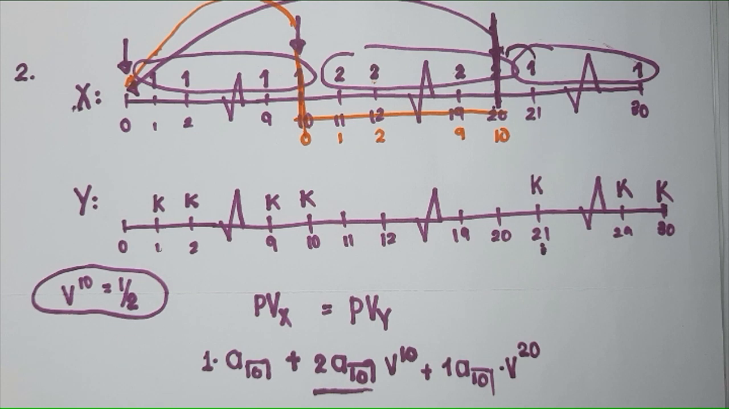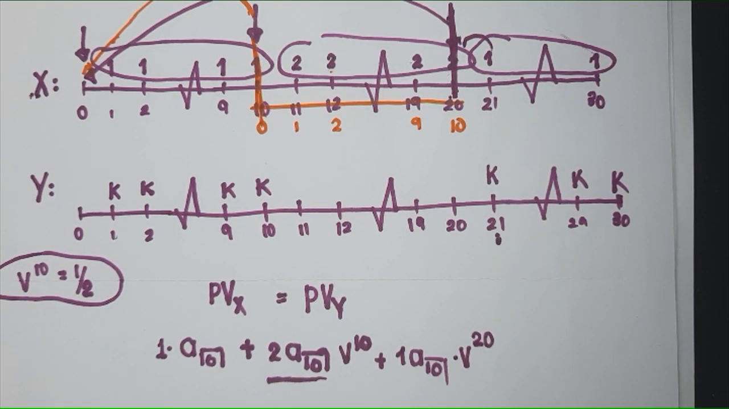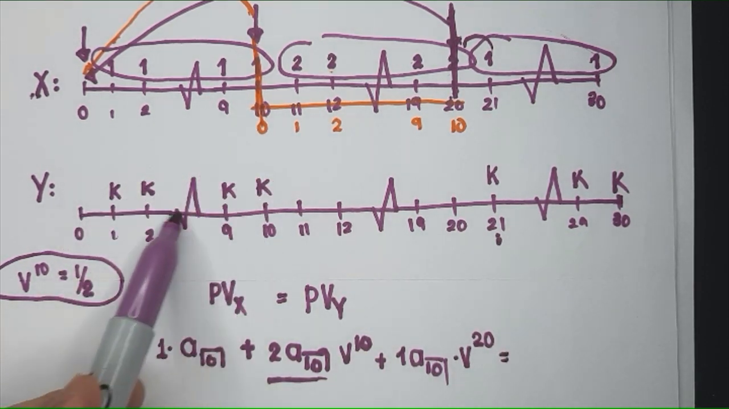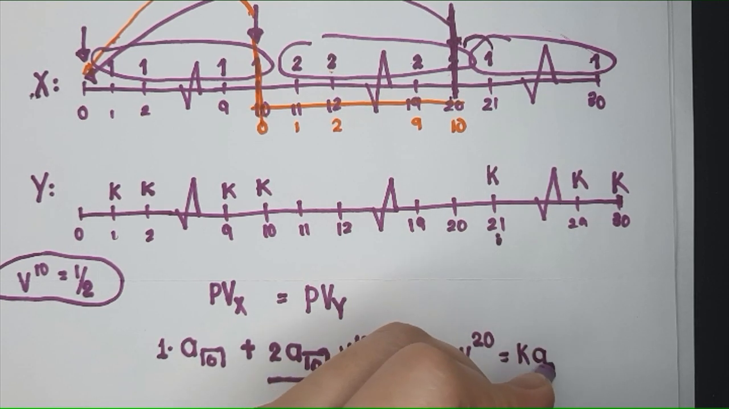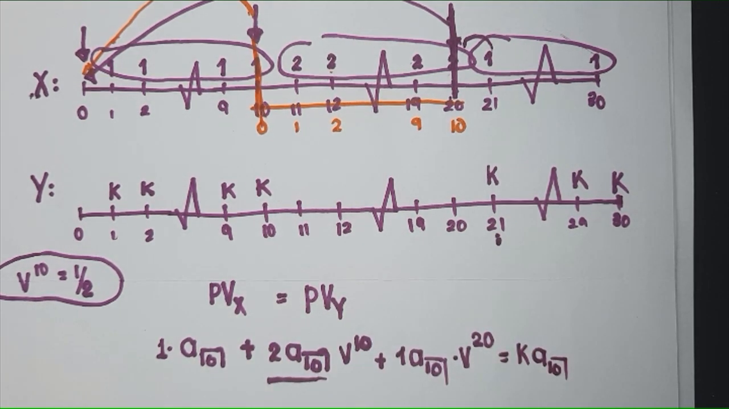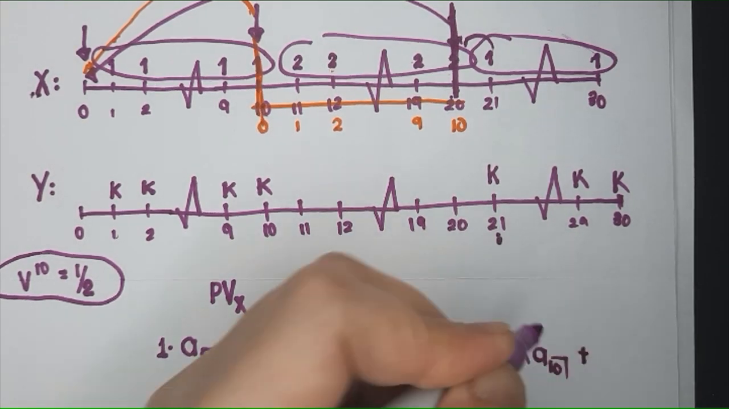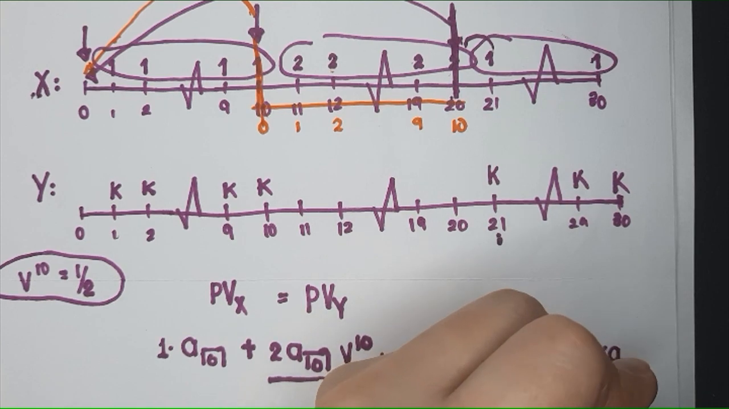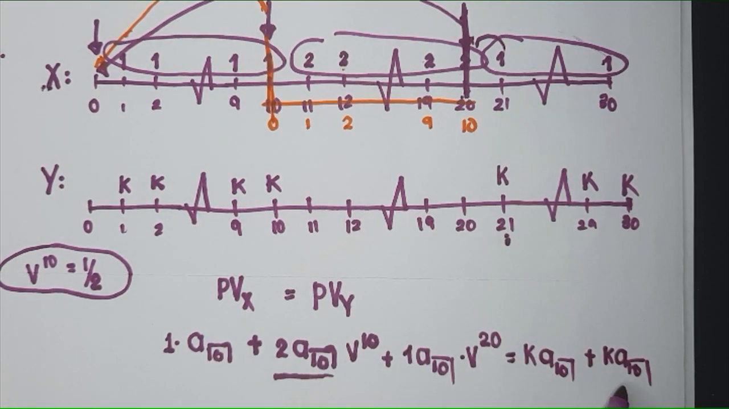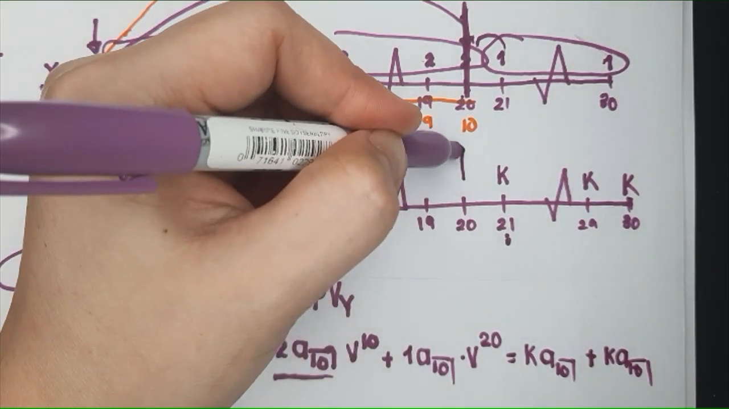I will not go through annuity Y one by one. It should be clear that this is what Y looks like. Likewise, for the first set of K, what are you going to have? K a angle 10. And for the second set of K, it is still K a angle 10. But this one is still here.